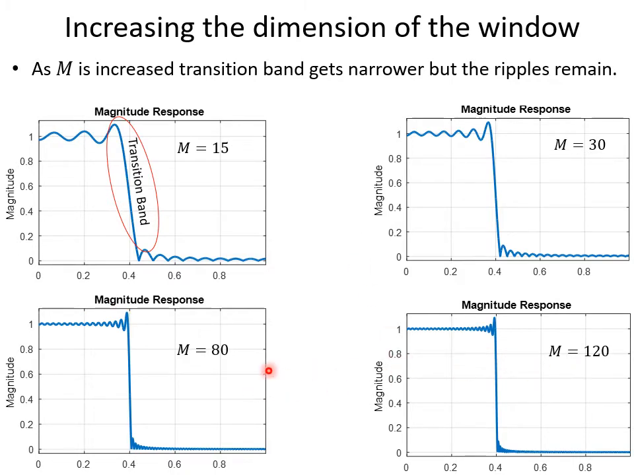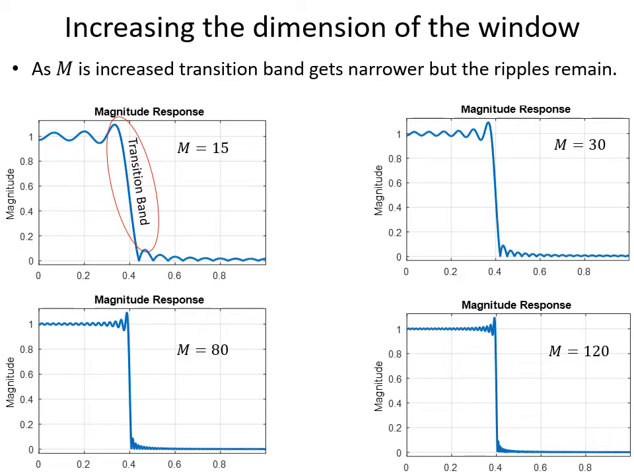And if we increase m further to 80 and 120, we can see that the transition band is getting narrower, and when m is equal to 120, it is like a brick wall, but the oscillations or the ripples in the pass band and the stop band are still there, right? In fact, the number of oscillations is much higher than when m is equal to 15, right? So we can say that as m is increased, the transition band gets narrower, but the ripples are still there.